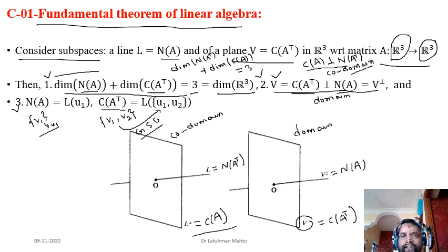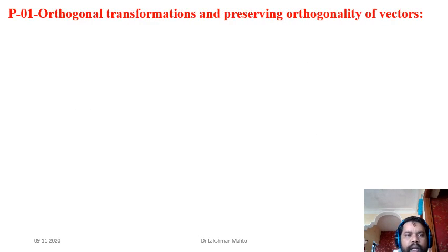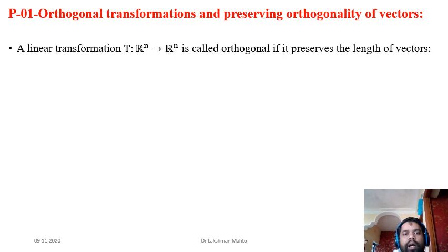Okay, this was the story of the fundamental theorem of linear algebra. Now we are coming to discuss orthogonal transformation, and I had already mentioned that an orthogonal transformation preserves orthogonality of vectors. Even more than that, you can say that it preserves angle. So orthogonal transformation is a special kind of linear transformation which preserves distance, that means the length of the vector, as well as the angle. So it preserves both kinds of things.